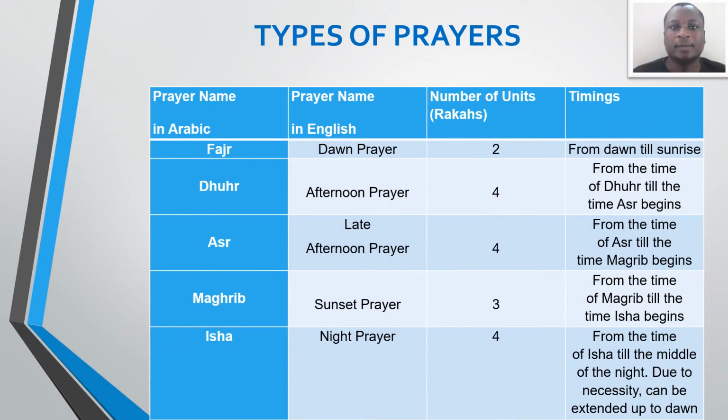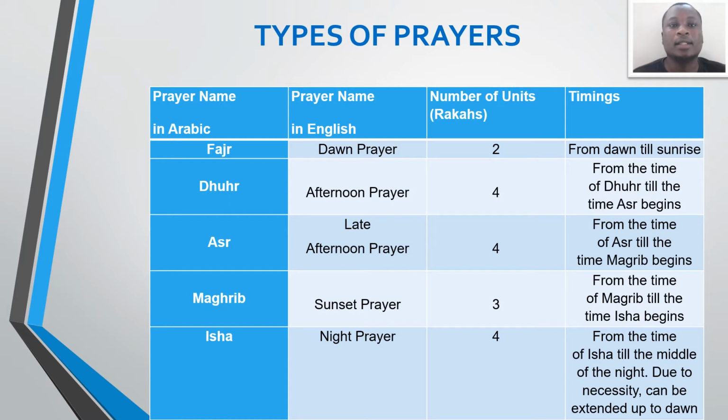In Islam, there are 5 compulsory prayers, and the first one is Fajr. Fajr is a dawn prayer. It's a prayer that you pray before the sunrise, early in the morning, and it consists of 2 rak'ats. We'll learn about the rak'ats in our next video.